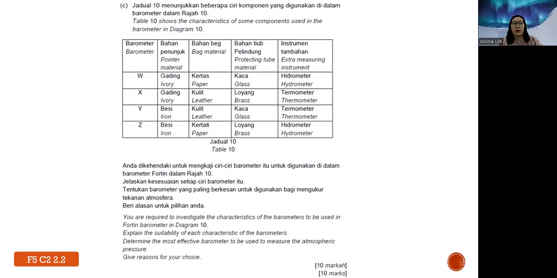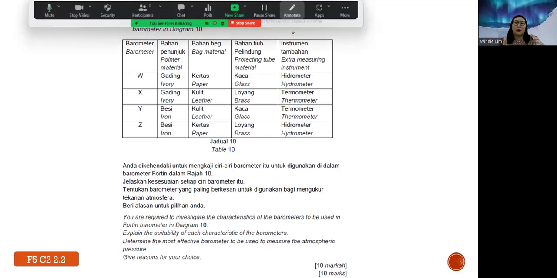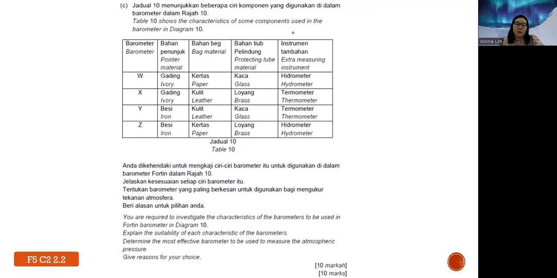Okay, so this is the barometer they use to measure the atmospheric pressure. They have the pointer as ivory or iron, and then the bag. You always see which characteristic makes more sense to you. Let's say you're not sure about ivory or iron, it seems like I don't know what ivory is either. Okay, maybe then you see the second idea first, like this one: the bag should be made of paper or leather, which makes more sense? Leather, right?